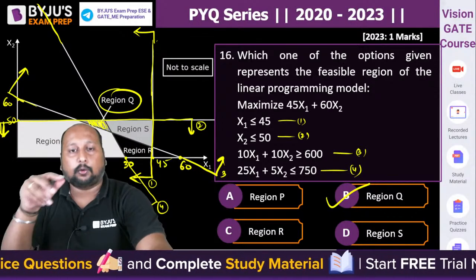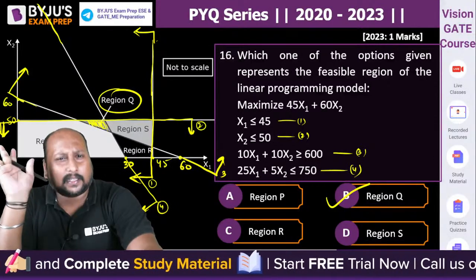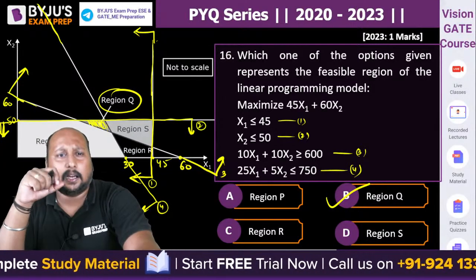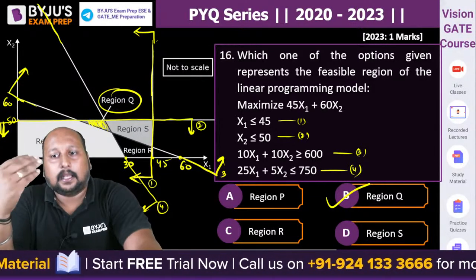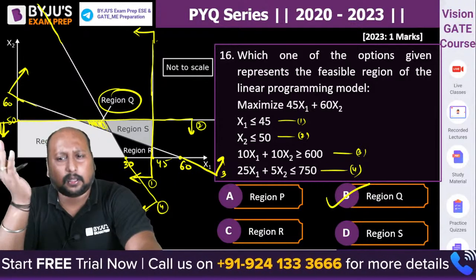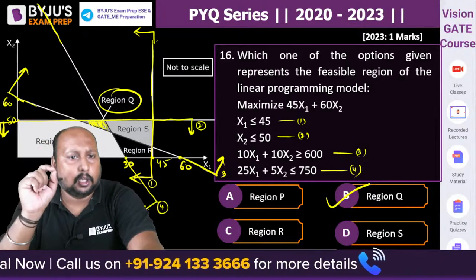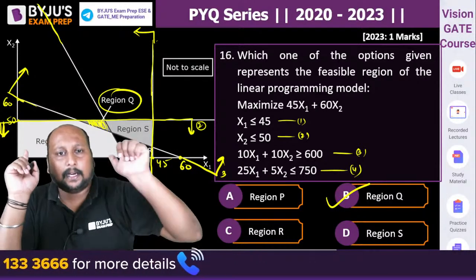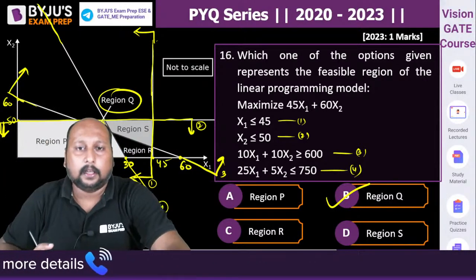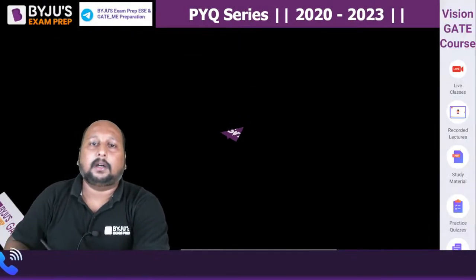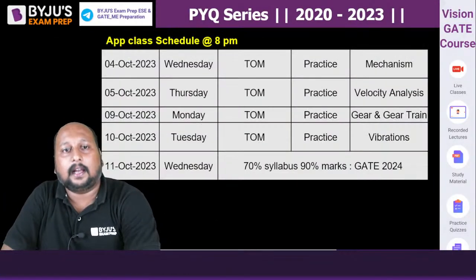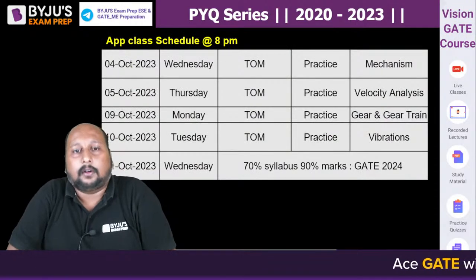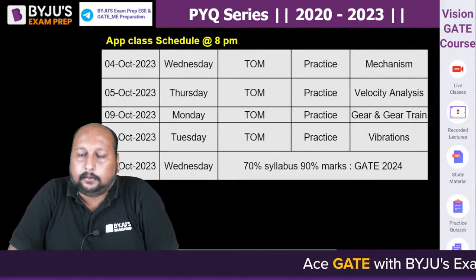This question was asked this year, and this was an interesting one because normally they do not give the plot, but in this question they have given the plot. It was a 1 mark question. So the feasible region is Q. Clear? Understood? All right. So these were all the top questions that we have covered for our PYQ.